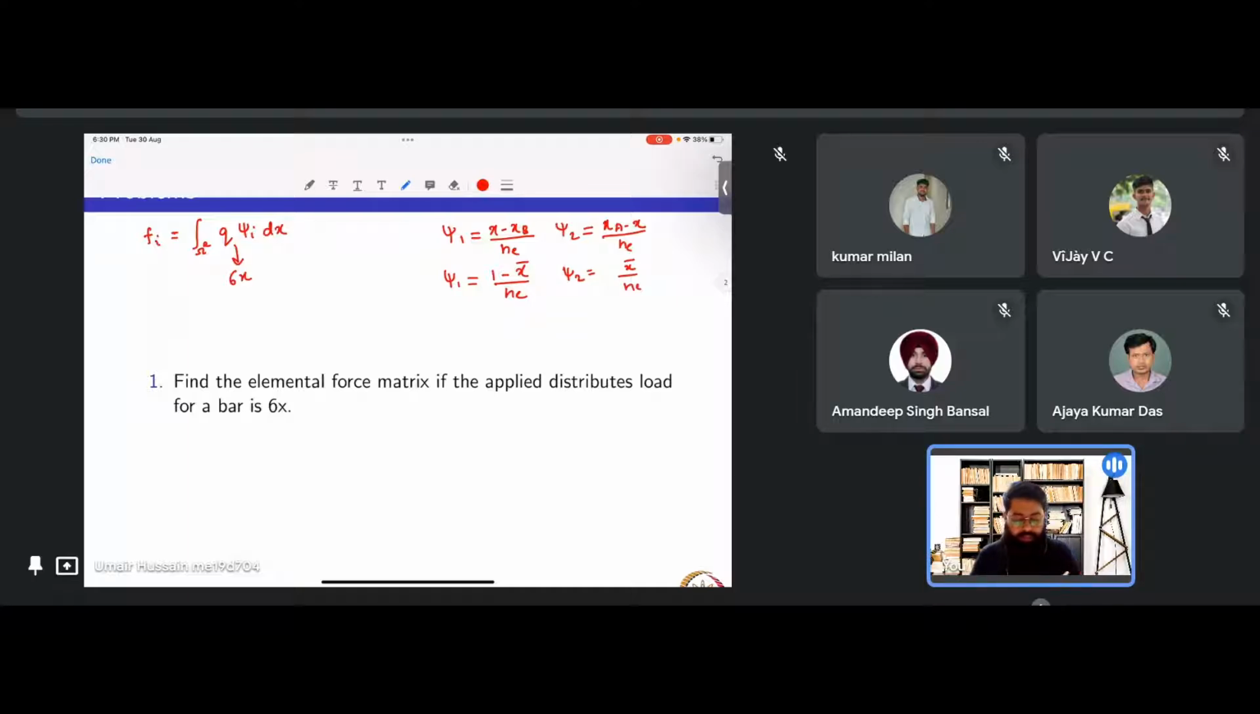So one thing that I missed in this question is that I didn't tell which coordinate system we need to follow. Since we don't know even the position of nodes, we'll follow the local coordinate system. For local coordinates, we know the value starts from 0 and we'll consider he to be 1. So for the element, we'll follow the local coordinate system. We integrate between 0 to 1, 6x, and we have psi.